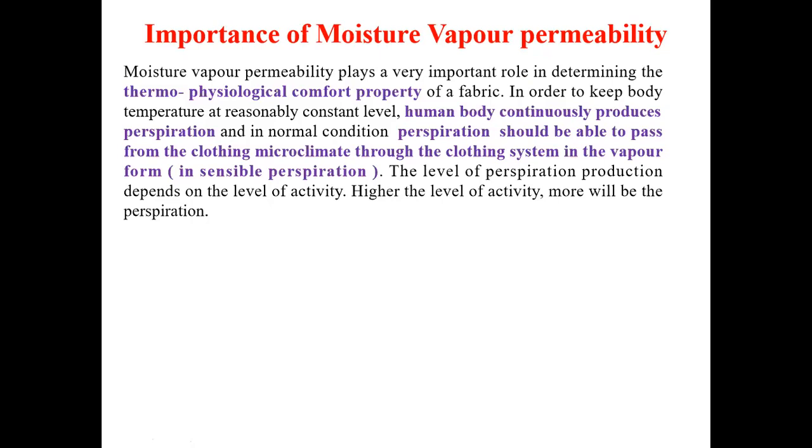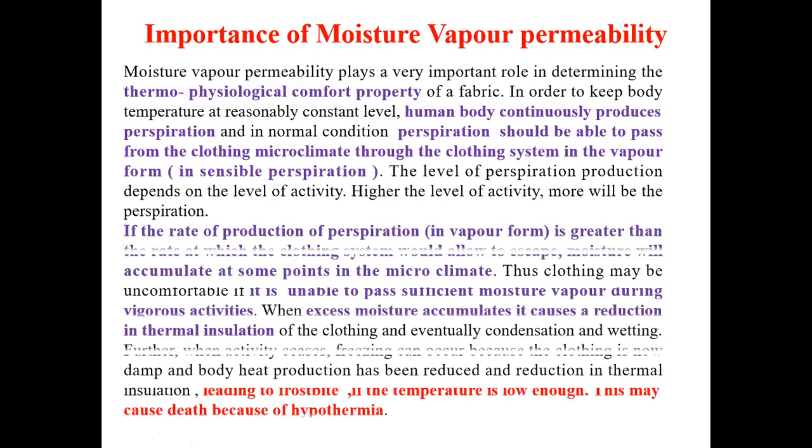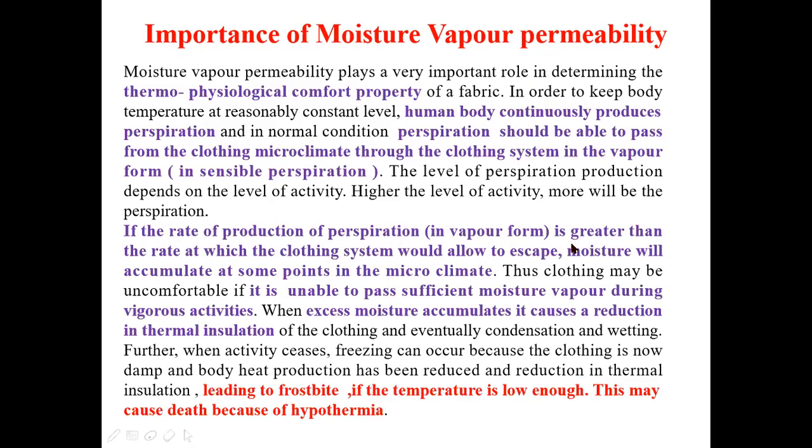Now, what will be the amount of perspiration a human body will produce? That depends upon the level of activity. Higher the level of activity, more will be the rate of production of perspiration. Now, if the rate of production of the perspiration is greater than the rate at which the clothing system would allow the escape, the moisture will accumulate at some points in the microclimate.